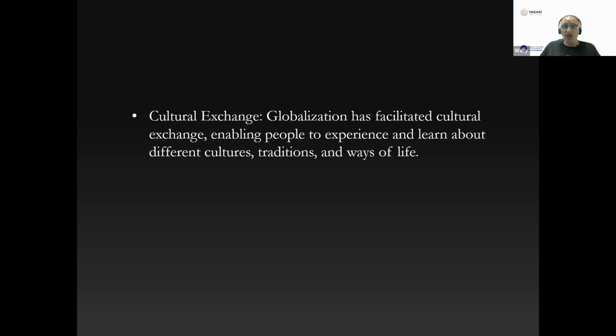Cultural exchange is also part of the globalization process. Globalization has facilitated cultural exchange, enabling people from different nationalities to experience and learn about different cultures and traditions and different ways of life.